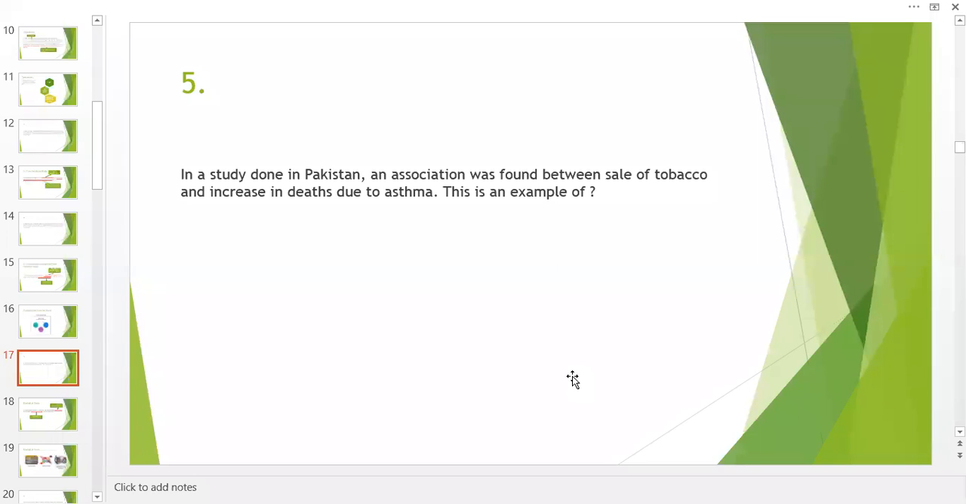Why case control? Because we have to find association between two groups. We have to find association between that sale of tobacco and increase in death. So we will make two groups, cases and controls, to look for the association in the end. Once, what is the outcome? Death due to asthma. Once the person has died, how would you ask him about the tobacco sales?